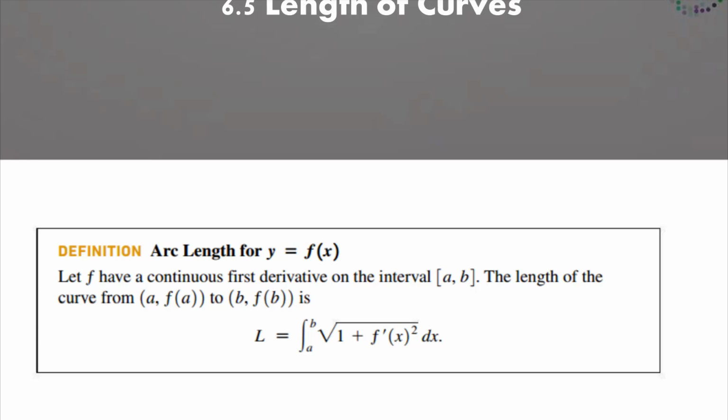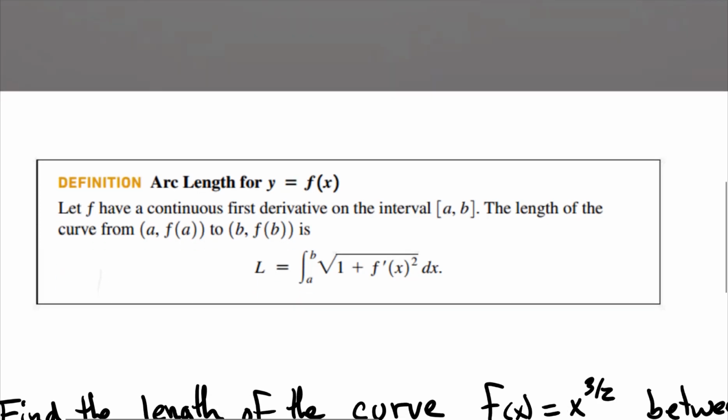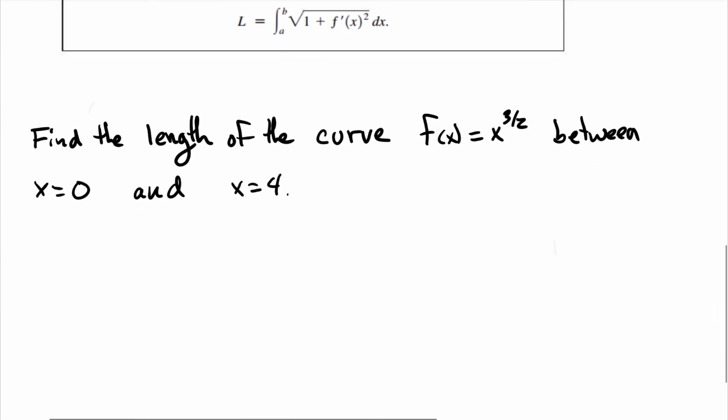The length of the curve from a comma f of a to b comma f of b is, and there it is, the arc length. The integral from a to b of the square root of 1 plus the derivative squared dx. So let's try a problem.